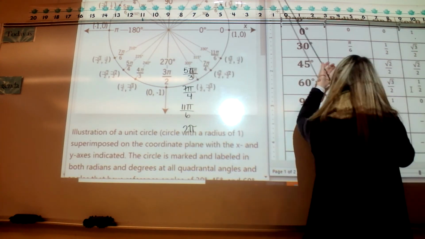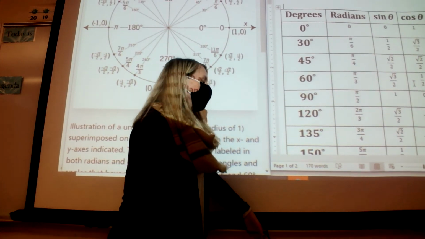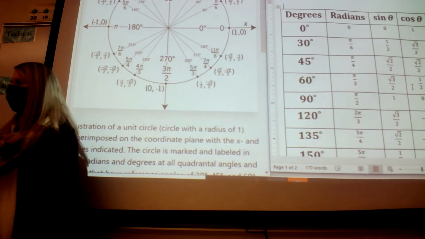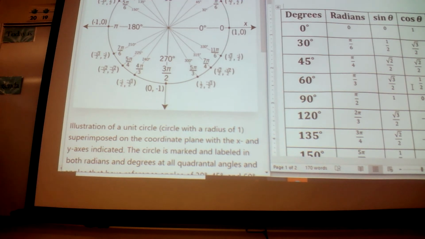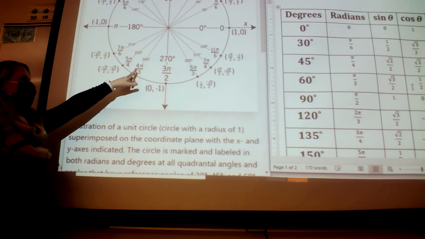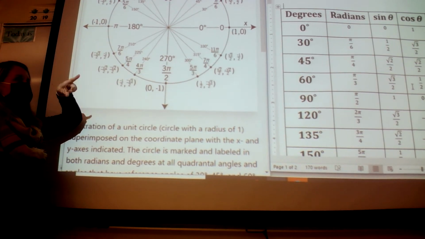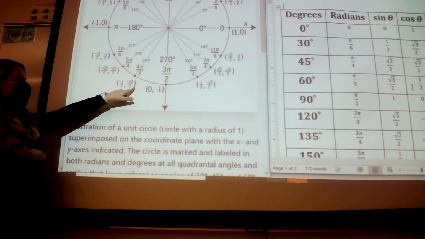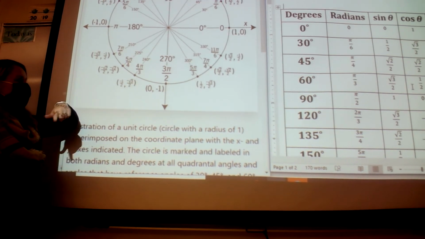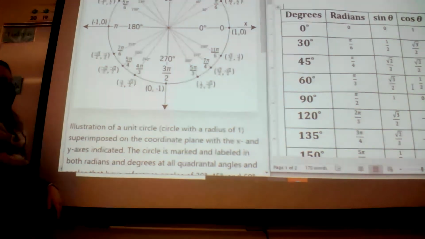So last week, I would have said, can you find the value of the sine of 4 pi over 3? And you would have had to find 4 pi over 3. You would have had to remember that sine was equal to y. You'd have to find the y, and then you'd have to give the answer. So that one wasn't even that bad.